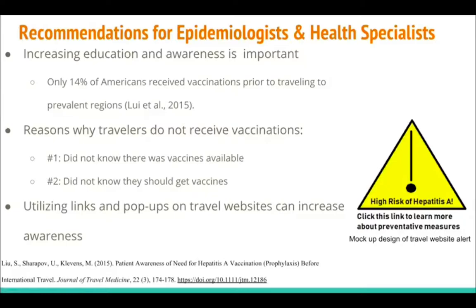Epidemiologists and health education specialists should consider using traveling websites as a platform to spread awareness. This could be effective since traveling websites reach a large population of people in one facet. Louis and colleagues recommend implementing links or pop-ups of health recommendations for travelers, alerting them to diseases endemic in certain regions. When travelers select tickets or information for regions where risk of contracting hepatitis A is high, an alert like the mock-up one created in the right corner should pop up alerting them of the risk.